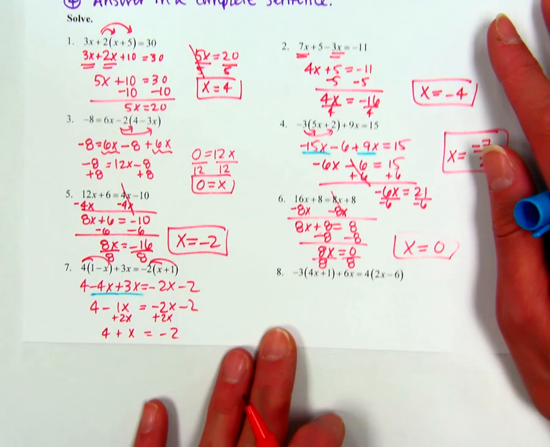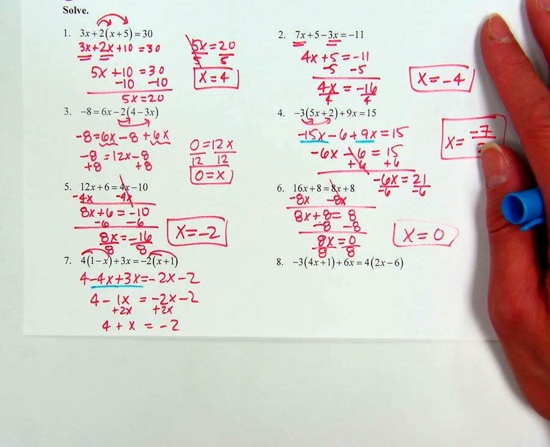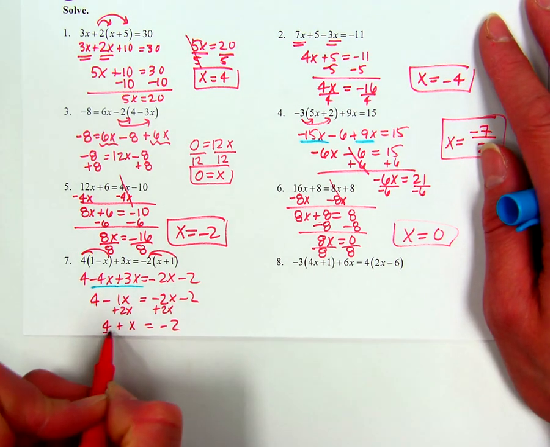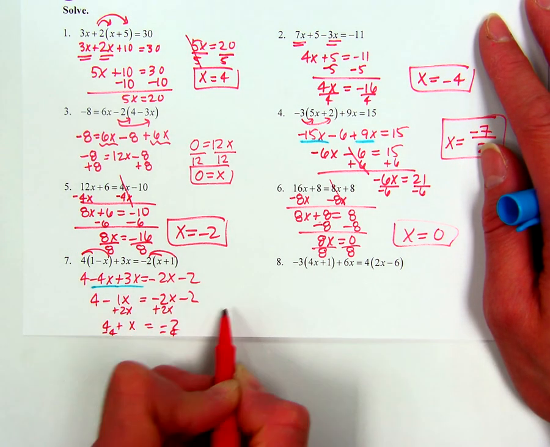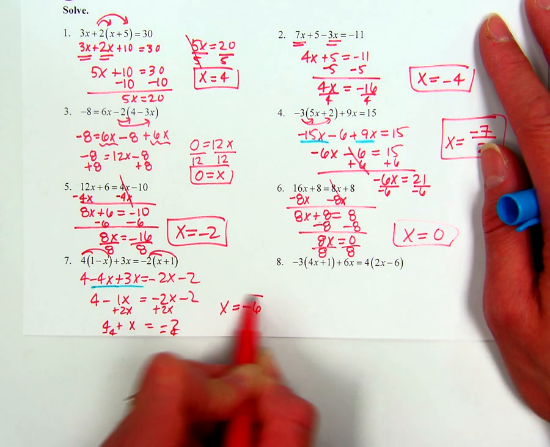All right, then I'm going to minus 4 on both sides. So I get x equals negative 6.